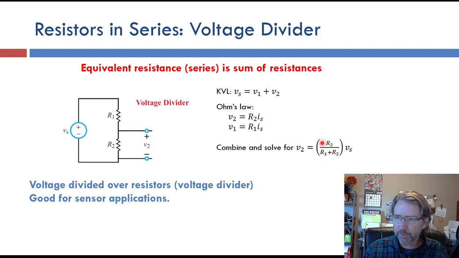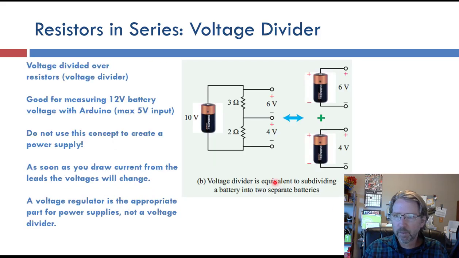Sometimes I forget which resistor goes on top. It's the sum of the two on the bottom, but it's the resistor that you're measuring the voltage across. So R2 is what we're measuring across. We have a common ground with V2 and Vs, and so R2 is the resistor that goes in the numerator of this fraction. So we'll see the voltage divider a lot.